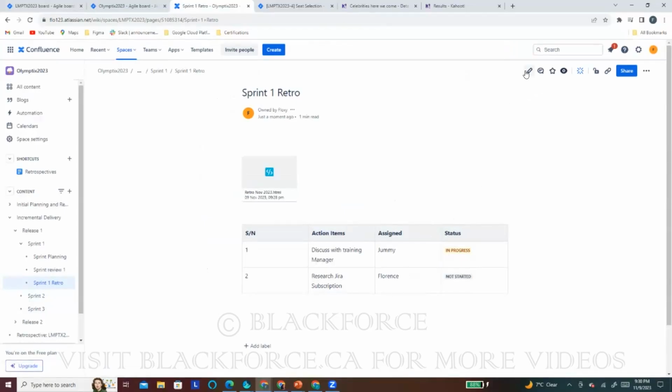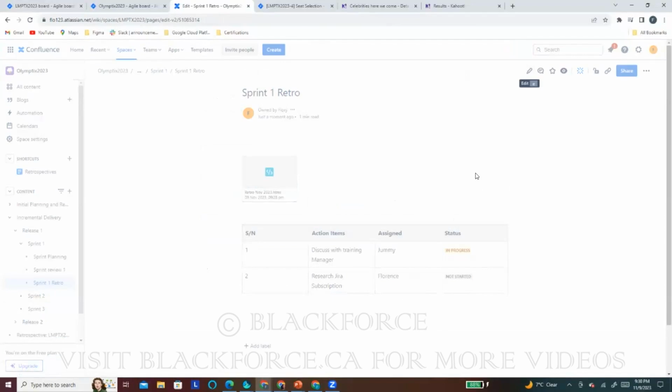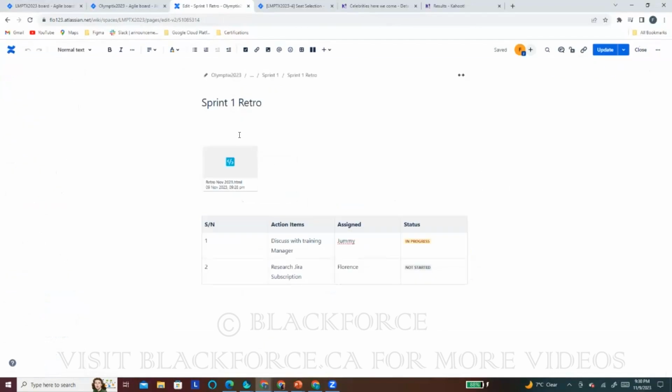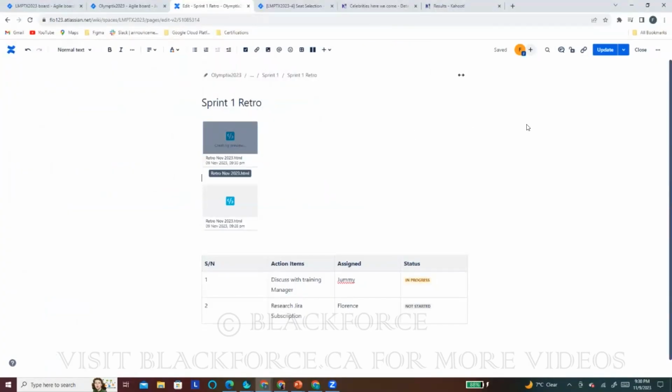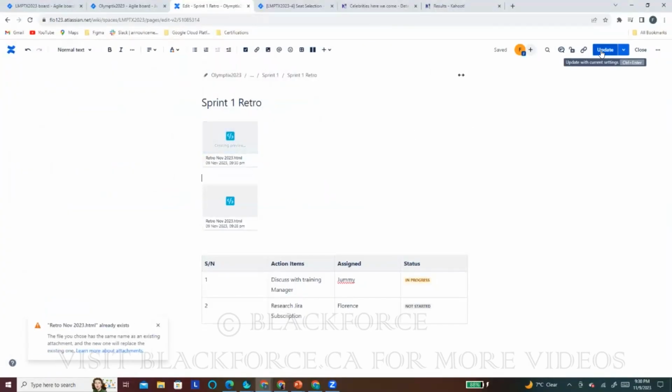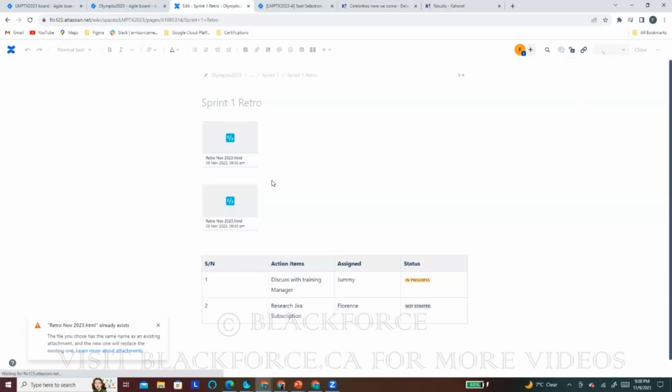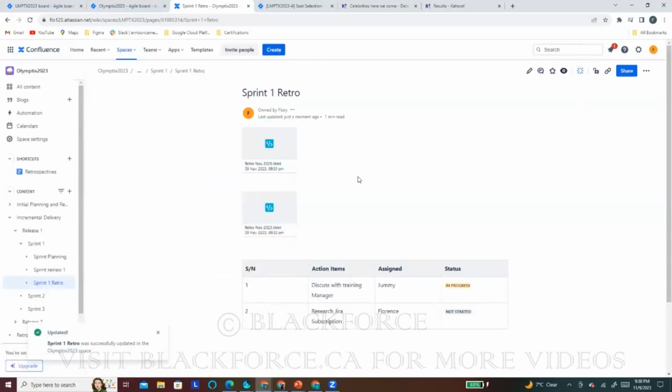How to save a retro? Click here, open, edit. That pencil is edit. At the top, you see add image, video, or file. Okay? If you click on it, right, you pick up what you saved and attach, right? And you update. If you click update, it should come there. Okay? So that's how you do that, right?